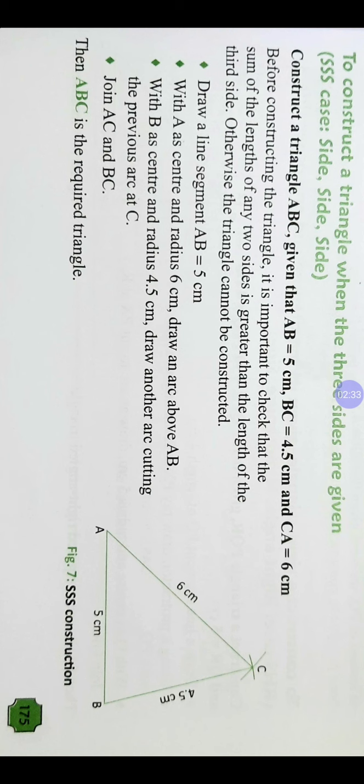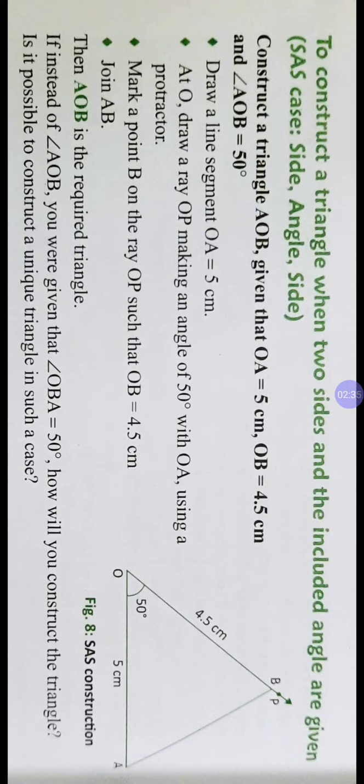So now let's move to the next triangle. This is case SAS. That means we have been given two sides and one angle. The angle given is in the middle. That means two sides and the angle between those two sides is given.